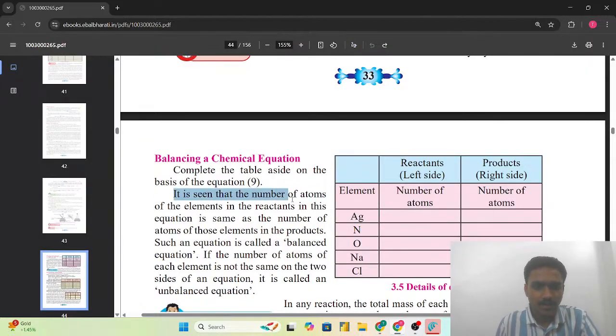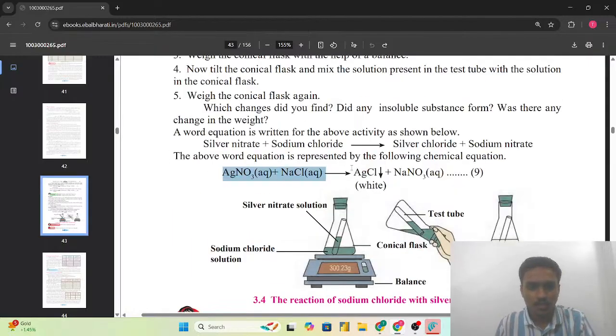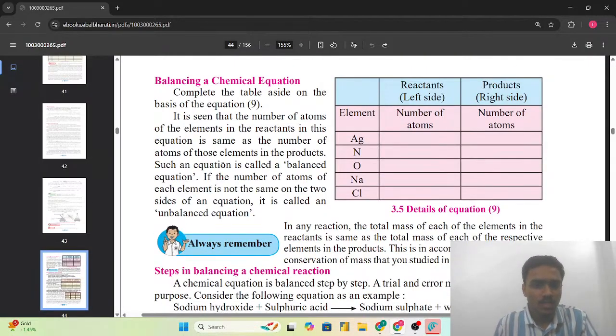So it is seen that the number of the atoms of the elements in the reactant in this equation is the same as the number of the atoms of those elements in the products. मतलब जो रिएक्टेंट साइड में रिएक्शन केमिकल इक्वेशन जो हमने देखी थी, जो इसके लेफ्ट हैंड साइड में जितने प्रेजेंट है उतने ही राइट हैंड साइड में भी है. So such an equation is called as a balanced equation और इसी इक्वेशन को बैलेंस्ड इक्वेशन कहा जाता है.